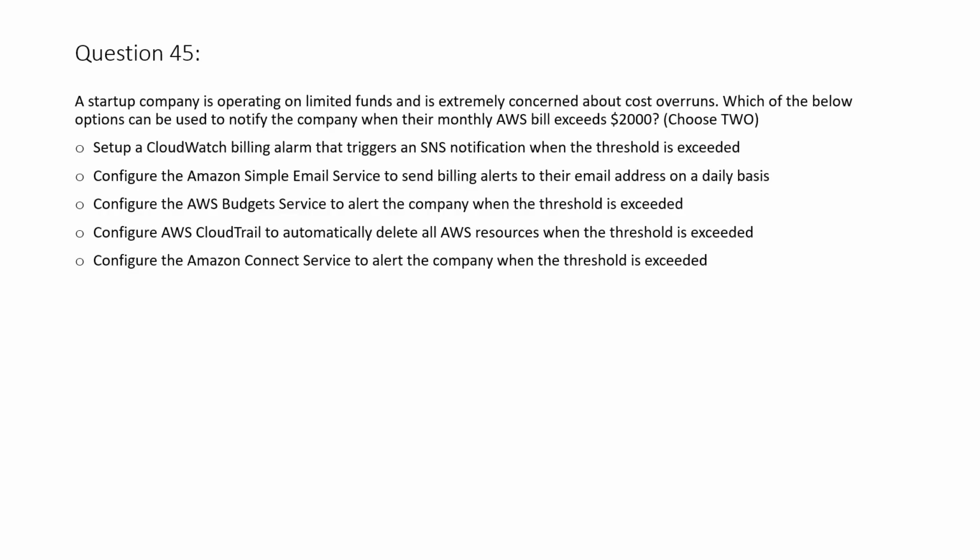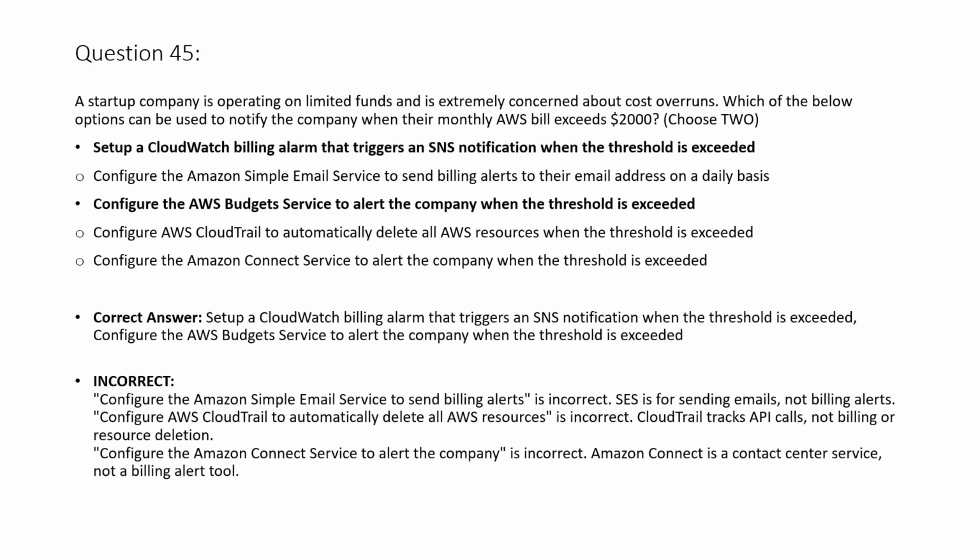Option A, set up a CloudWatch billing alarm that triggers an SMS notification when the threshold is exceeded. Option B, configure the Amazon Simple Email Service to send billing alerts to their email address on a daily basis. Option C, configure the AWS Budgets service to alert the company when the threshold is exceeded. Option D, configure AWS CloudTrail to automatically delete all the resources when the threshold is exceeded. Option E, configure the Amazon Connect service to alert the company when the threshold is exceeded.